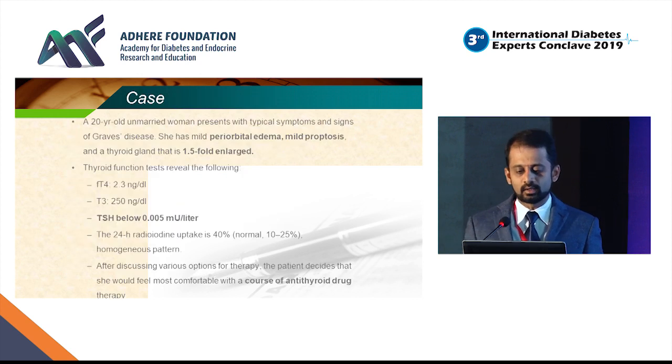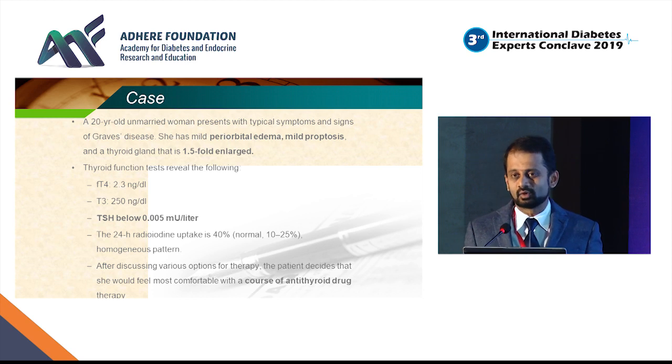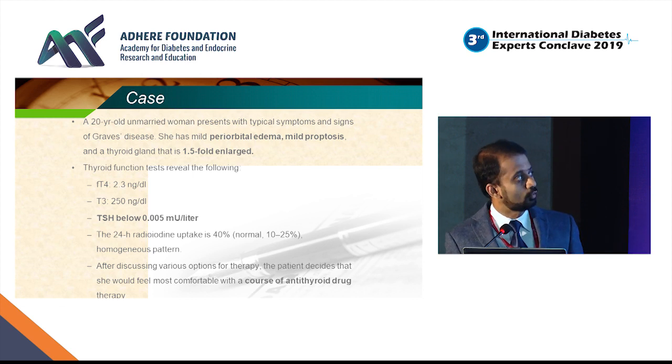So this is a 20-year-old unmarried woman with periorbital edema, mild proptosis, and you got TSH suppressed, and you are discussing the therapy with the patient, and the patient would like to go on antithyroid medication. Rightly so, this is the graph of how you normally approach.